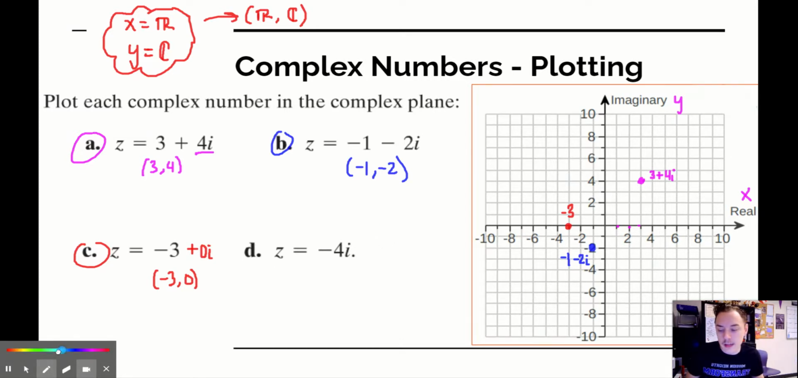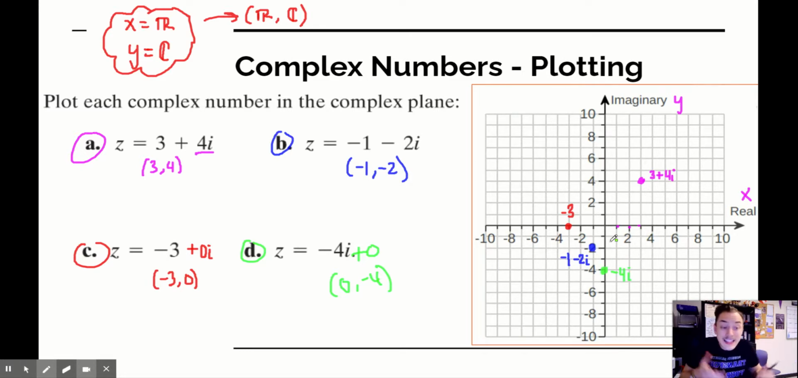And let's do this one in like a greenish color. So this one right here, what's my real part? Still technically 0. So my real part is 0 and then negative 4. Okay, so 0 and then negative 4 is right here. Okay, so this is negative 4i. Perfect. So that's how you plot. I mean, it's really that simple, guys. Seriously, it's that simple. It doesn't need to get too much more complicated than that. I hope that's okay. Yes.